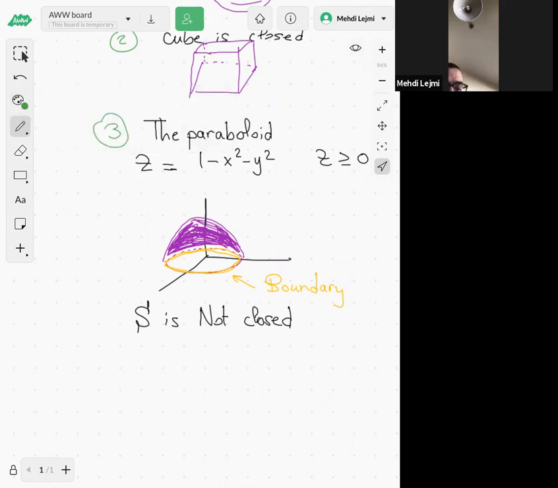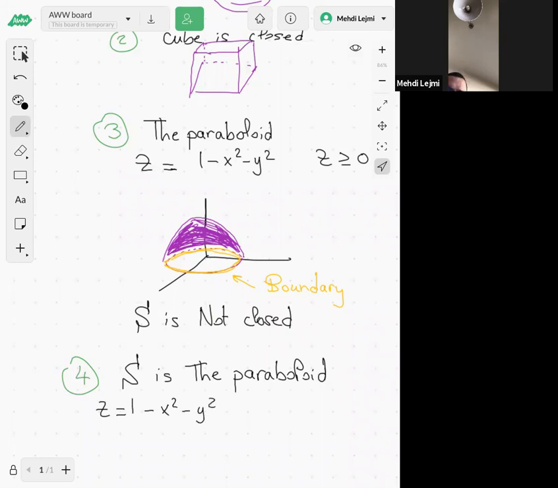Now, if you change it a little bit, so you say the surface S is the paraboloid z equal to 1 minus x squared minus y squared, z positive or 0, union with the disk x squared plus y squared less or equal to 1 with z equal to 0.